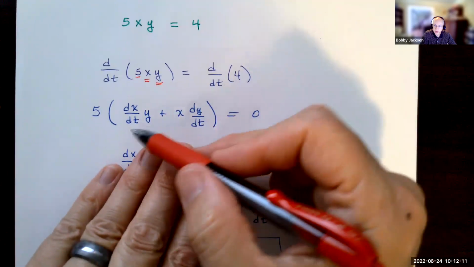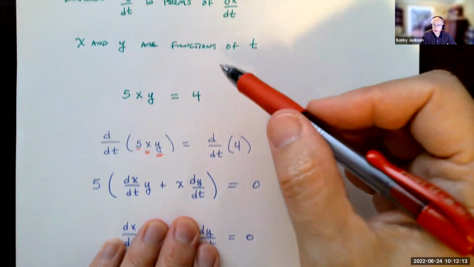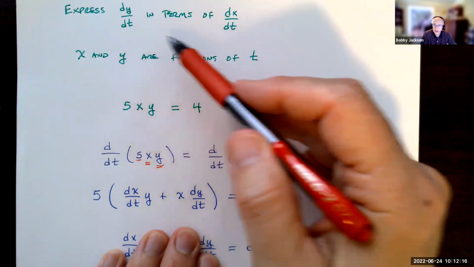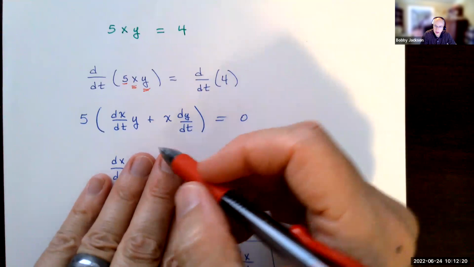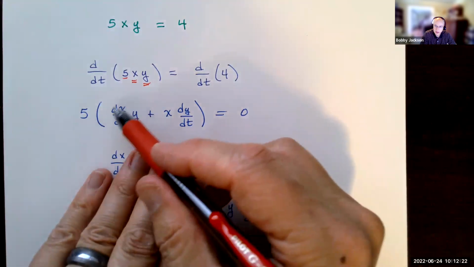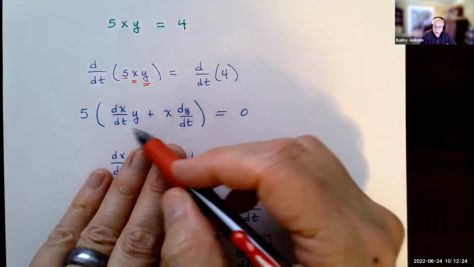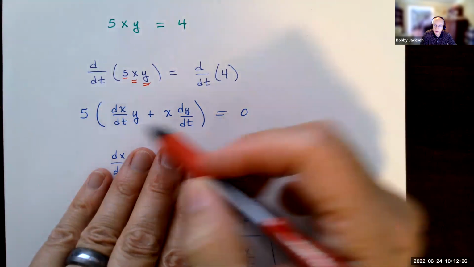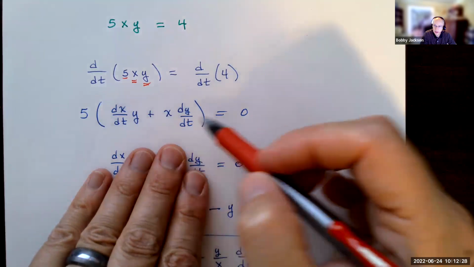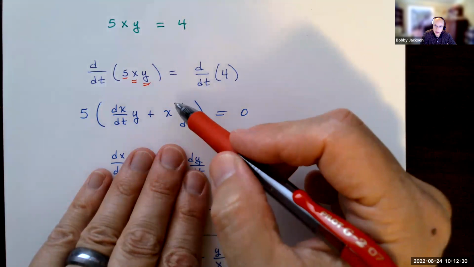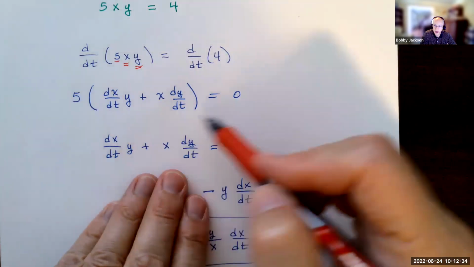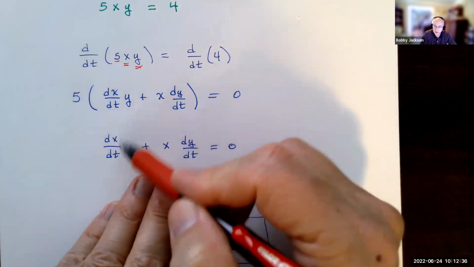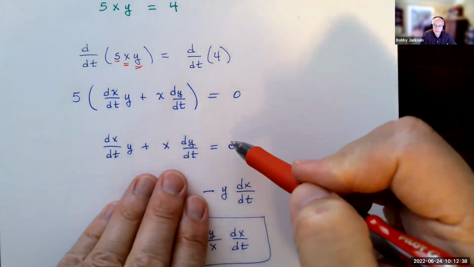Now, at this point, remember, we need to solve for dy/dt in terms of dx/dt. So I want to isolate the dy/dt by itself. First of all, note that I have 5 times all this stuff in the parentheses we just found is equal to 0. Well, 5 times something is 0. This something has to be 0. Or if you just want to think about it in terms of this equation, divide both sides of this equation by 5. You get this right here, okay?